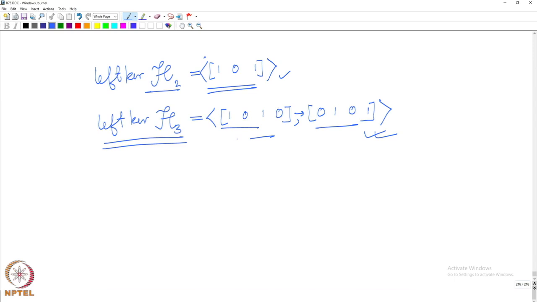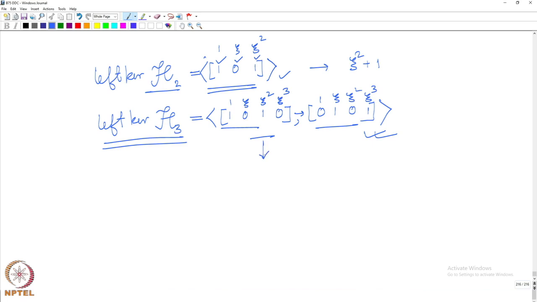Let me write down the polynomial versions of this. What is the polynomial identification of this? R 0 is 1, R 1 is 0, R 2 is 1. So this is xi squared plus 1, because this goes with 1, this goes with xi, and this goes with xi squared. Once again here, it is 1, this goes with xi, this goes with xi squared, this goes with xi cube.